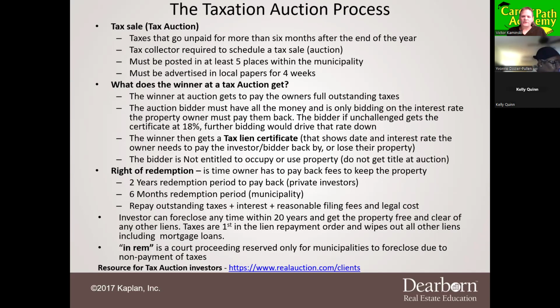So if you're the only bidder and your bid goes unchallenged, you get to pay their taxes and you get it at 18%. Pretty good. So the winner then gets a tax lien certificate that says that the owner owes you X amount of dollars at 18%, and they got 2 years to pay you back. If they don't pay you back in full by then, you can foreclose on them and get that property free and clear for whatever you paid in their taxes.